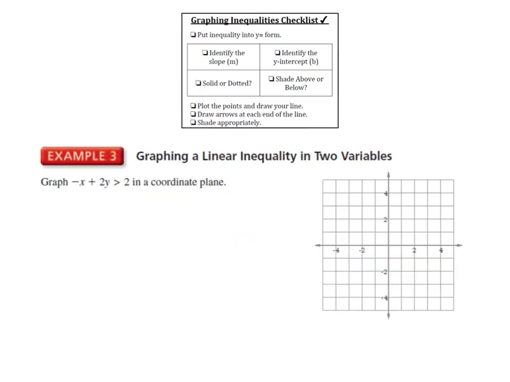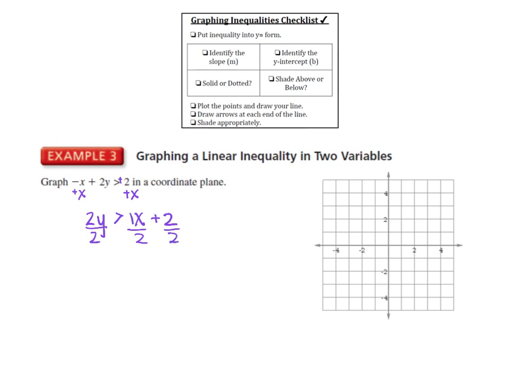In our next example, example 3, we are looking at what happens when my line is not a horizontal or a vertical line. So how do I graph this one? Well, first, I need to put it into y equals form. I need to get y by itself. So I'm going to start by adding x to both sides. So then 2y is greater than x plus 2, right? Positive x and a positive 2. And then I divide everything by 2. Remember, I have to divide all the pieces by 2.